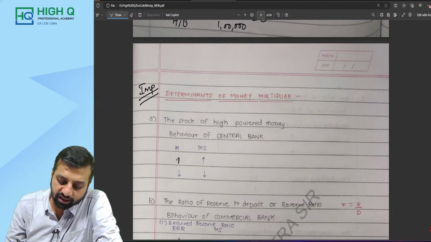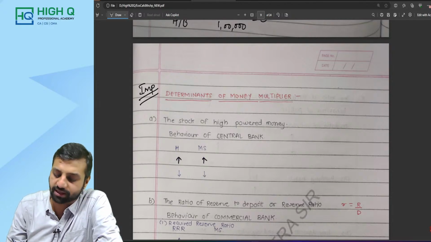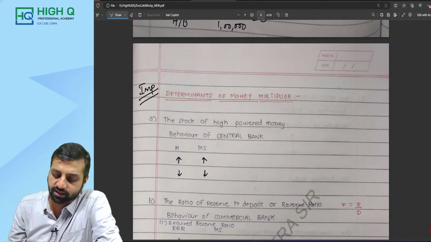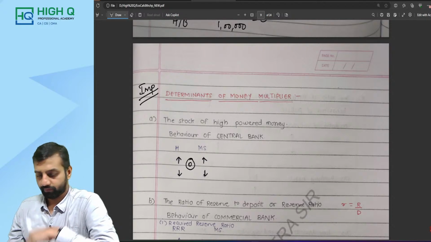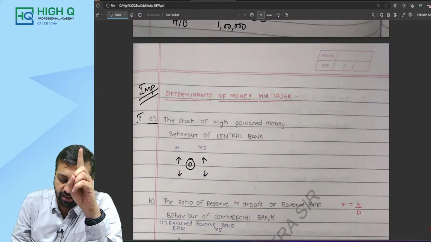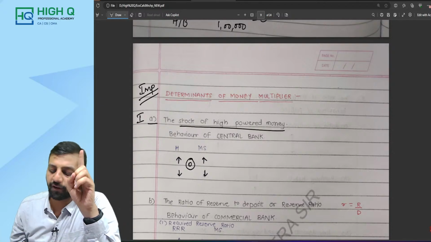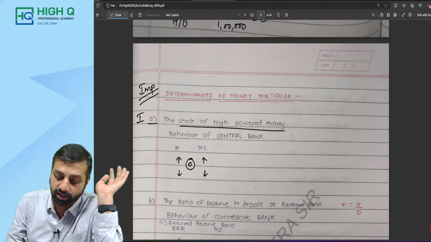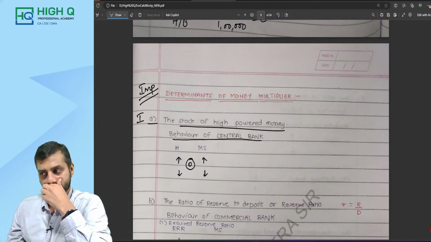So higher the high powered money, higher is the money supply. If lower the high powered money, lower is the money supply. So the relationship is direct. So determinants of money multiplier, the first determinant is by the name of stock of high powered money. High powered money is issued by the central bank. So it is the behavior of the central bank.